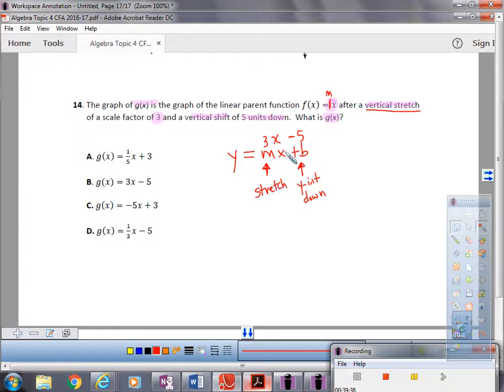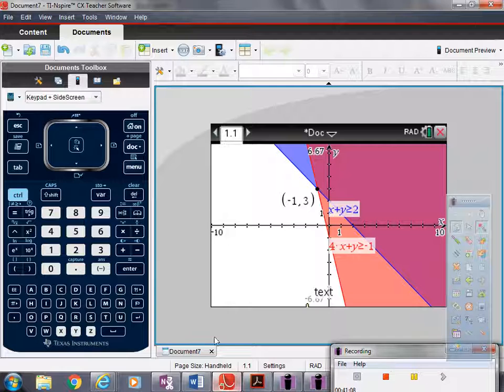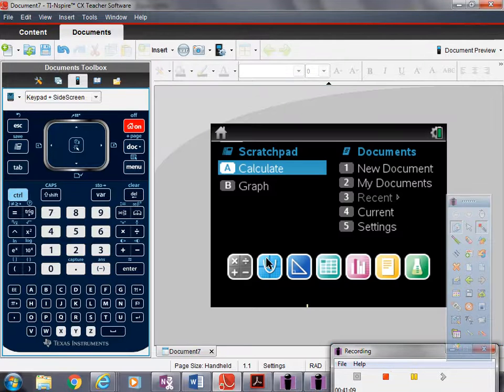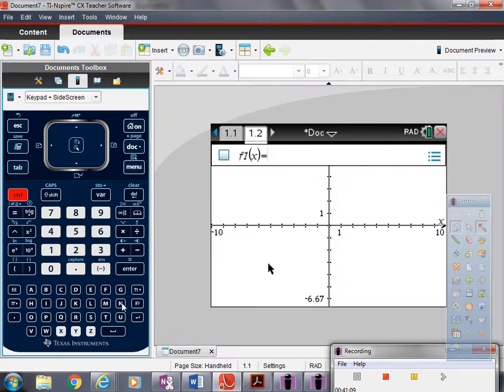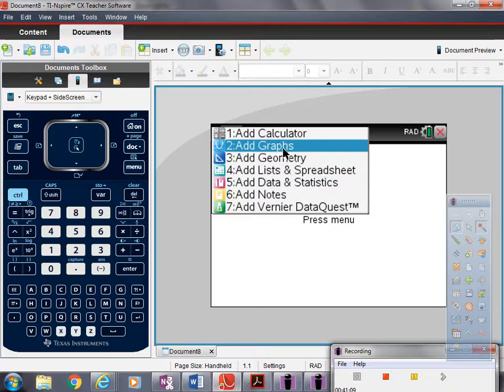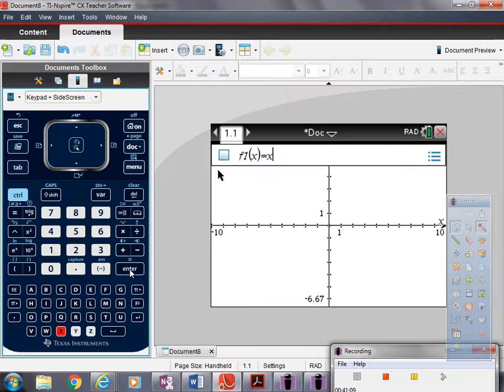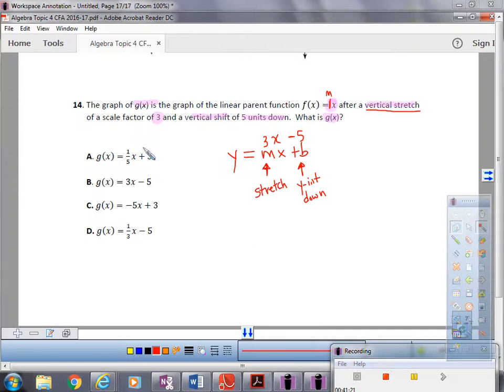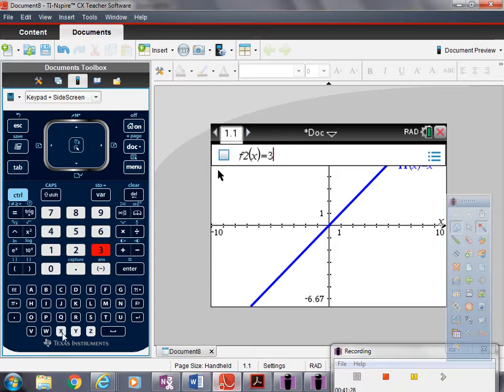Now if you're not able to figure that out yourself, then what you can do is graph the parent. And again, always clear out your graphs so there's no confusion with your graphs. So I'm typing the parent. I'm going to hit tab. I'm going to type in the answer, which I think is this one right here, B. I'm thinking it's this one. So 3x take away 5, to see if it got steeper.